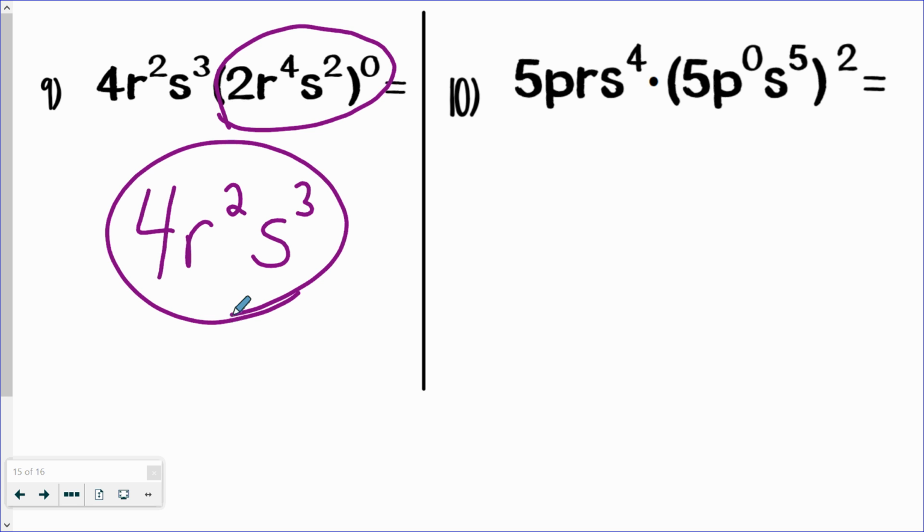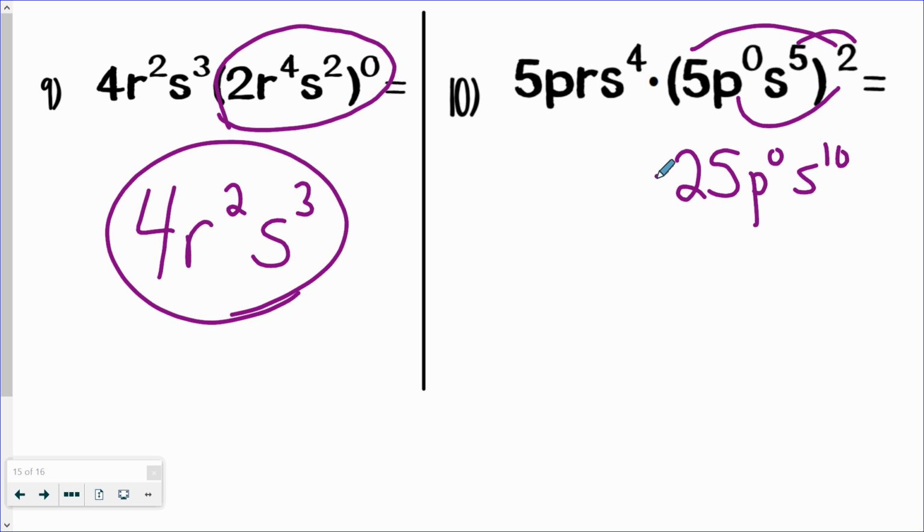Problem number 10, the first thing I have to do is the one in parentheses, so I'm raising each thing to the power of 2. So 5 to the second power is going to be 25. p to the 0 times 2 is going to be 0, so it's still p to the 0 power, and s to the 10th power. So times 5prs to the 4th power.